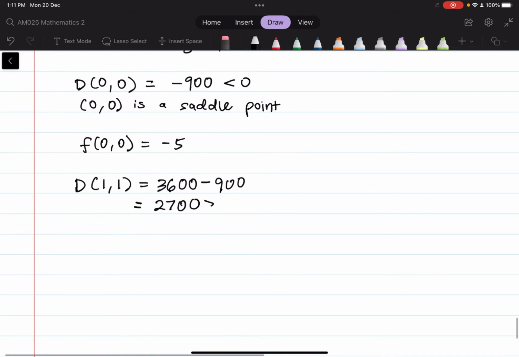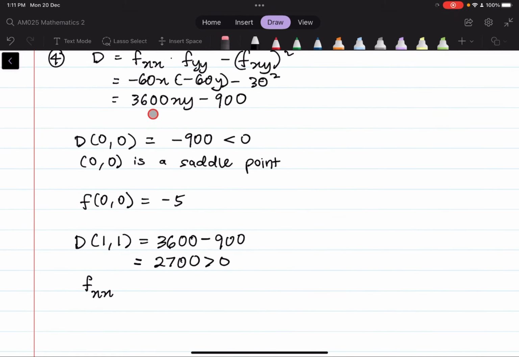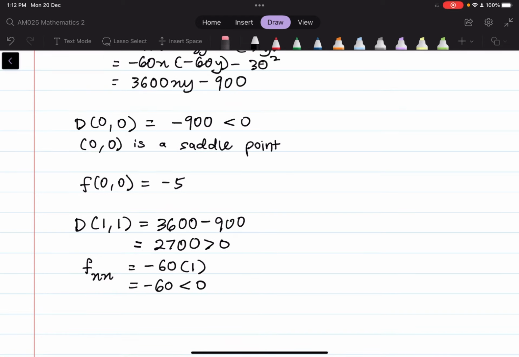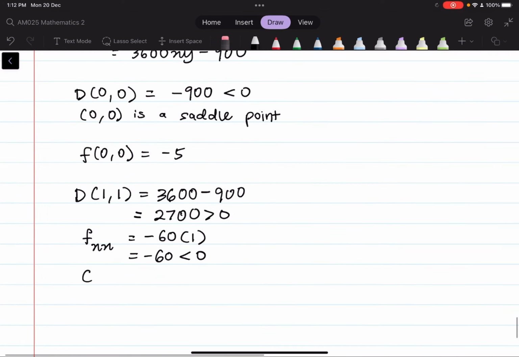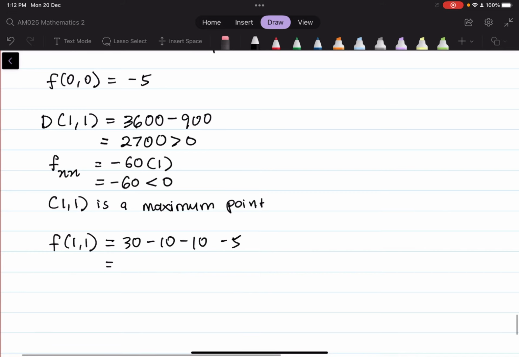And if our D is greater than 0, we need to check our f sub xx. So substitute into negative 60x, which is negative 60 times 1, negative 60, which is less than 0. So we know the point (1, 1) is a maximum point. If we substitute the point (1, 1) into the function, 30 - 10 - 10 - 5 is positive 5.